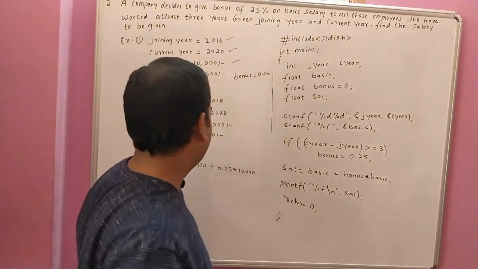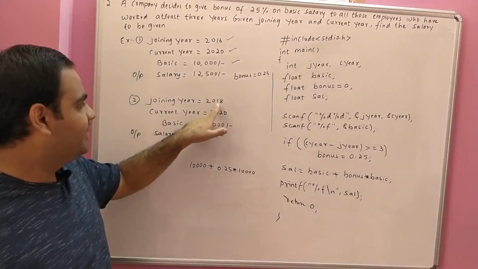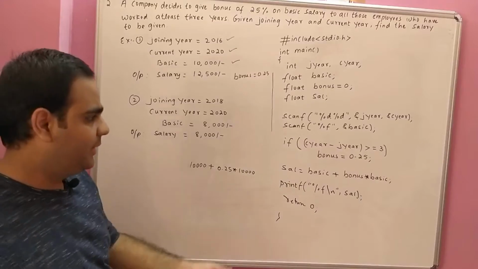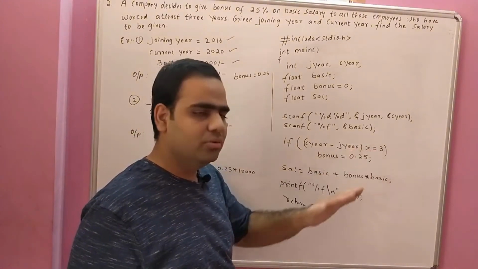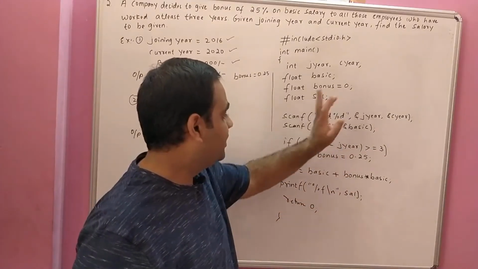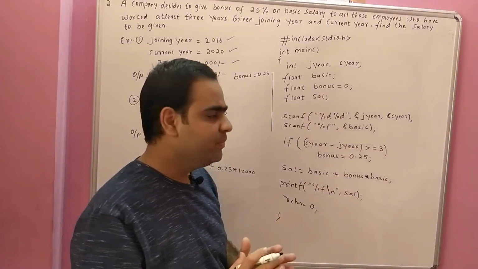Let's take one more example. Let's say joining year is 2018 and current year is 2020. 2020 minus 2018 is 2. 2 greater than or equal to 3 is false. That means the previous value of bonus, that is 0, remains intact.